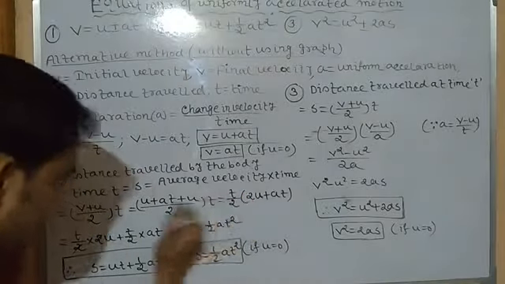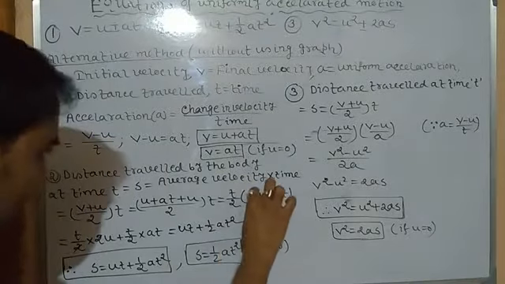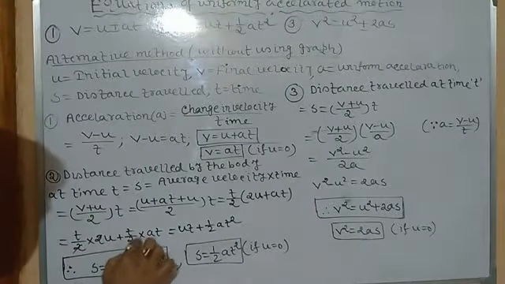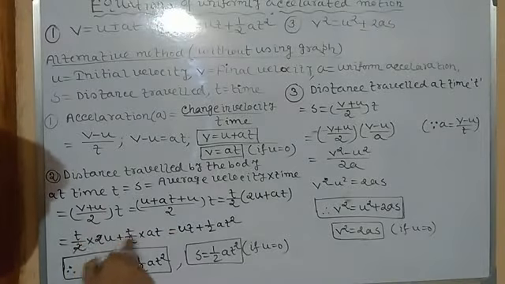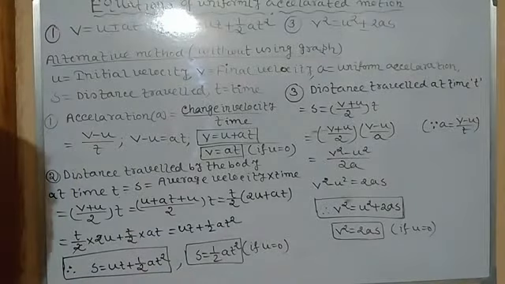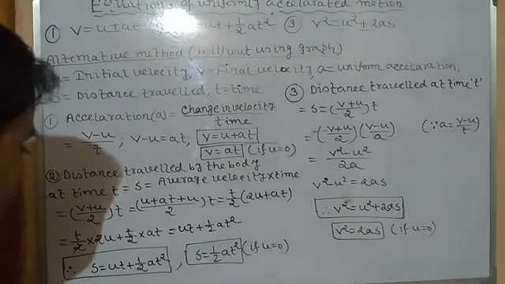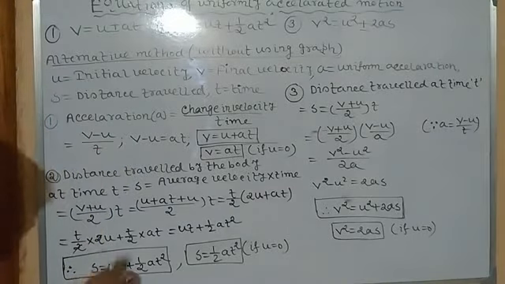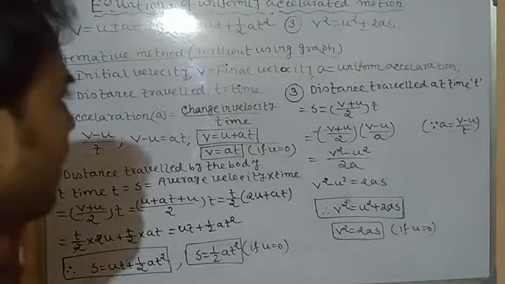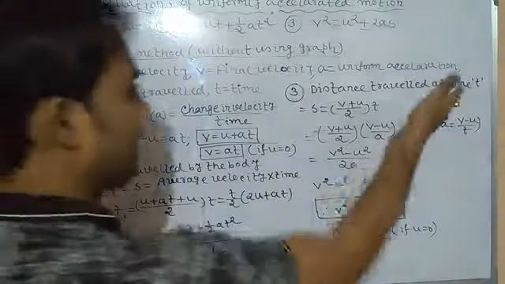So we take t by 2 in front. u plus u equals 2u, so (2u plus at). So t by 2 multiplied with 2u, plus t by 2 multiplied with at. The 2 cancels, so ut plus half at square. So s equals ut plus half at square, very easy. And if the body is at rest, then in place of u we put 0, so 0 into t is 0, and s is equal to half at square. Easily you can obtain it.